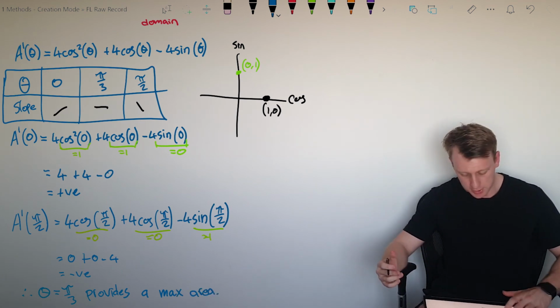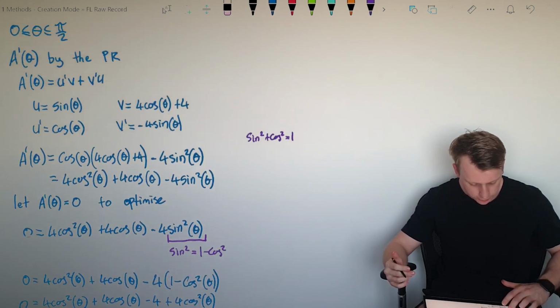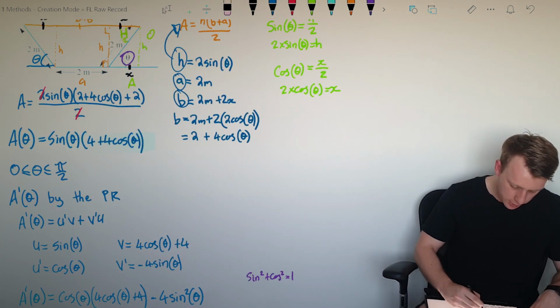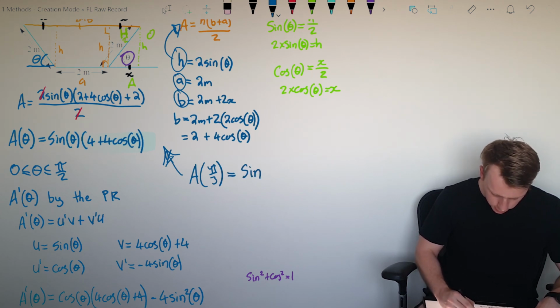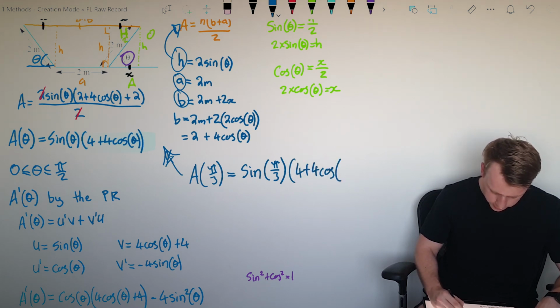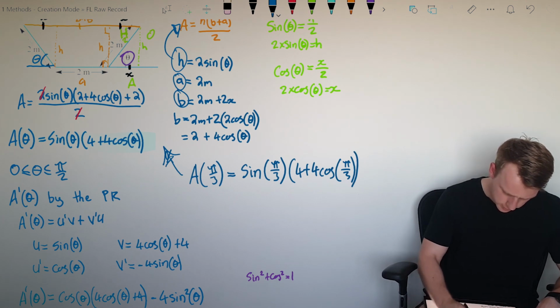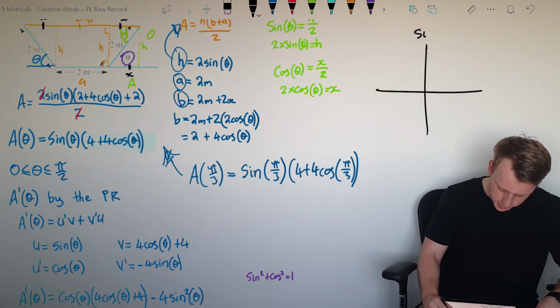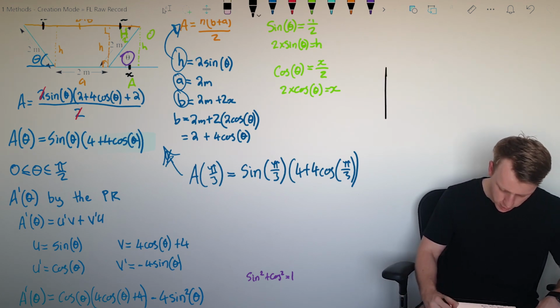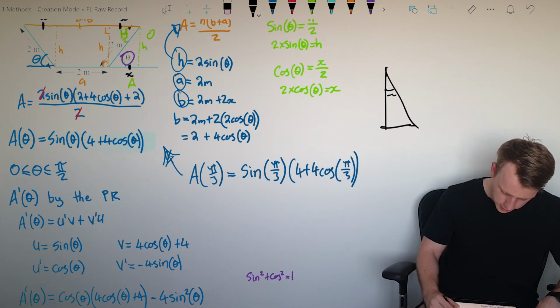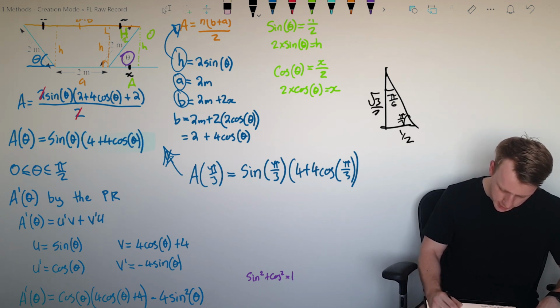Now what that area actually is, we'll just plug it into our area function. Where is it? Right up the top. We'll just plug it right into here to figure out what the area is. So I'd say A of pi on 3 is equal to sine of pi on 3, 4 plus 4 cos pi on 3. Again, unit circle it out, sine there, cos there. No, you know what? Forget the unit circle. Let's just draw up our pi on 6, pi on 3, that's a half there, that's root 3 on 2 there, that's 1.